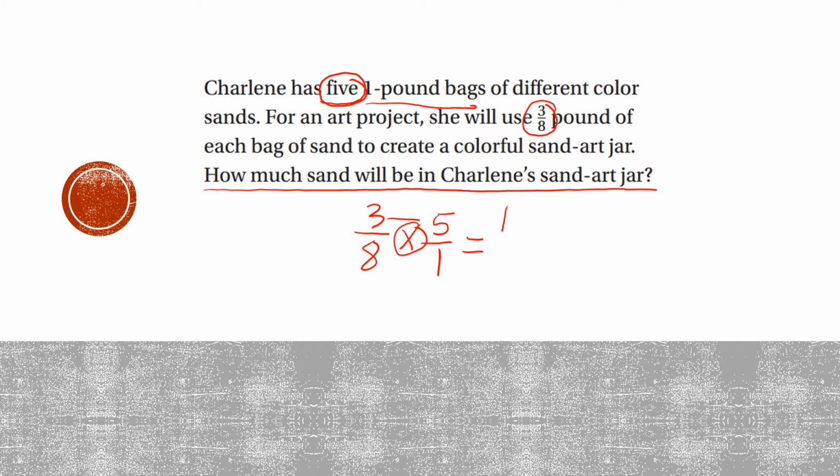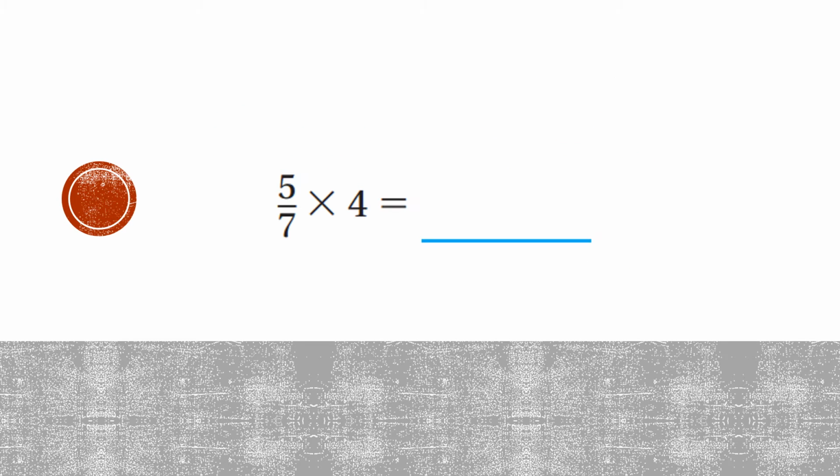3 times 5 is 15. 8 times 1 is 8. And 15/8: how many groups of 8 can I make out of 15? Ooh, I can almost make 2, but not quite. I get 1 with 7 left over because 15 minus 8 is 7 out of 8. So she uses 1 and 7/8 pounds of sand. Okay, nice work. Keep going.